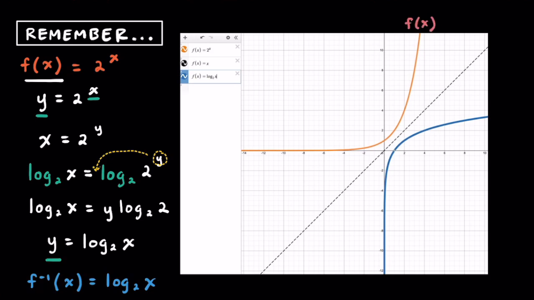Here's f of x, which is our exponential function, and here's f inverse of x, or our logarithmic function. As you can see here, the domain and range swap for the two functions, and the exponential function has a horizontal asymptote, while the logarithmic function has a vertical asymptote. And just like the linear functions we discussed earlier, we can see that they're reflected across that diagonal line, f of x is equal to x.